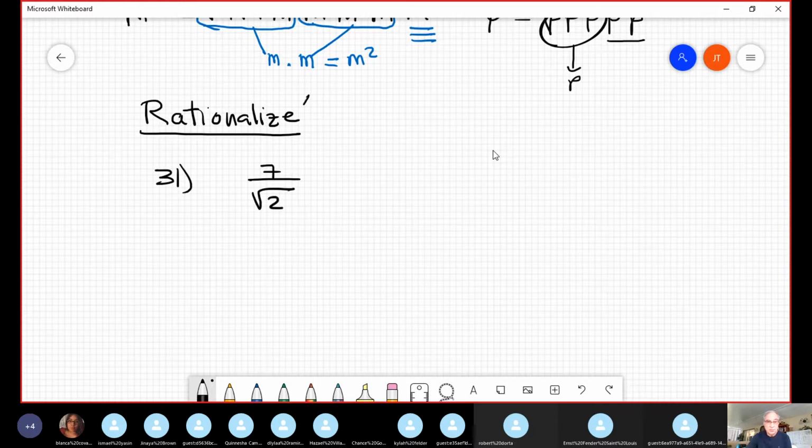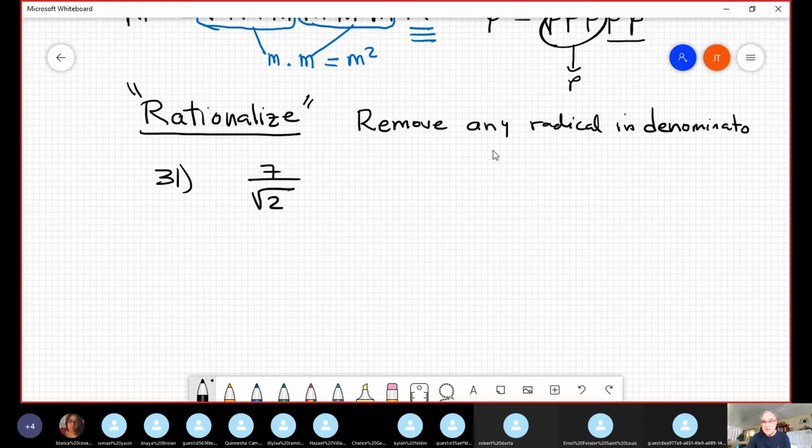So you want to rationalize. What does rationalize mean? Rationalize means eliminate, remove any radical in the denominator. Okay? This is like illegal, no? To write an expression that contains a radical in the denominator. No good.